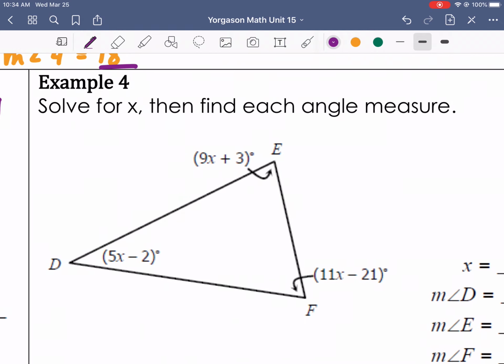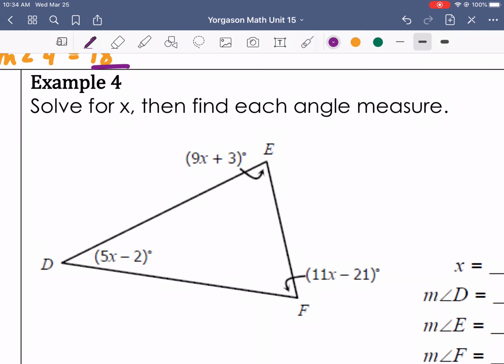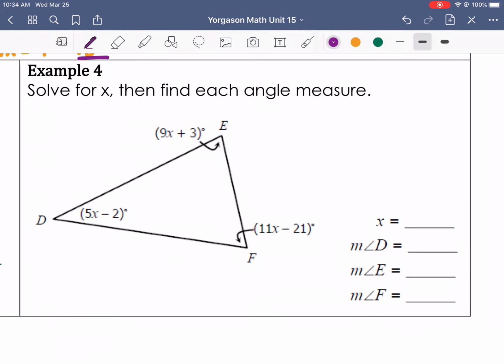All right, let's try example 4. Solve for x, then find each angle measure. Okay, this one actually isn't an exterior angle theorem problem. This is a triangle angle sum theorem problem. They've given us an expression for all 3 interior angles, and we know that if we add them all up, since they form a triangle, they have to equal 180 degrees.